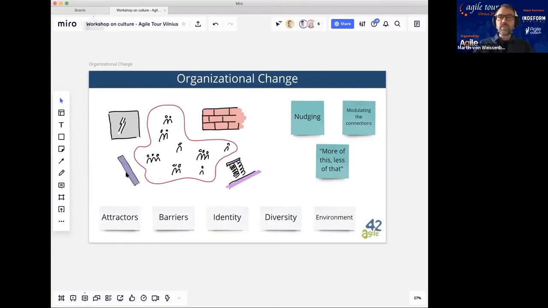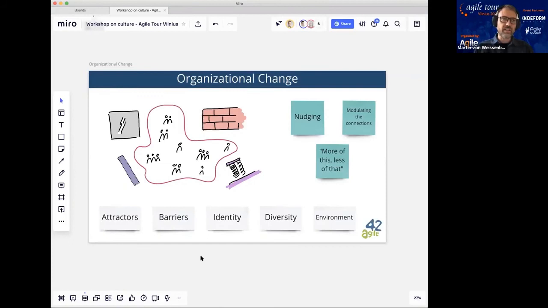Okay, so this is how I see it, and there needs to be a certain amount of energy in the system so that it tries to expand in the right directions. The way we do this is mostly by attractors and barriers. So we try to add attractors. Attractors are something that make it easier for people to get things done. We make it attractive for people to do the right kind of stuff.